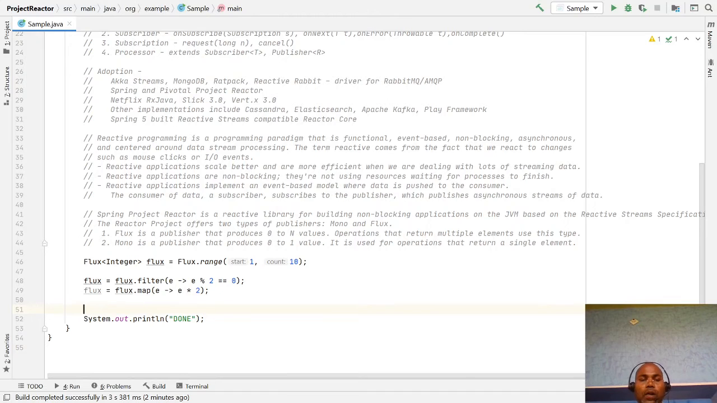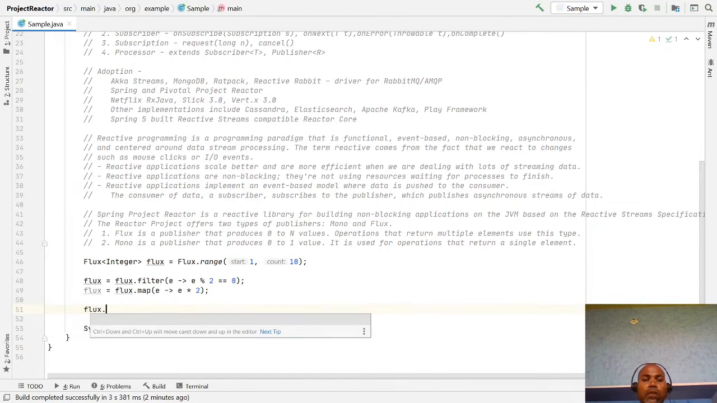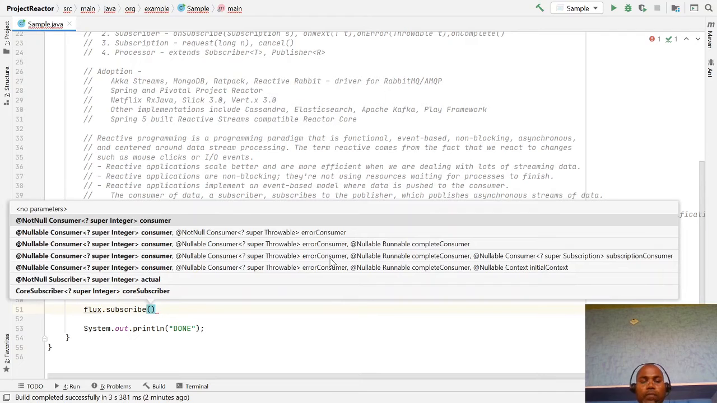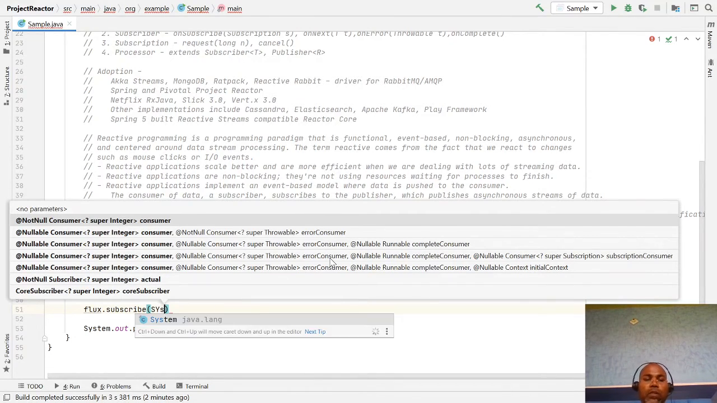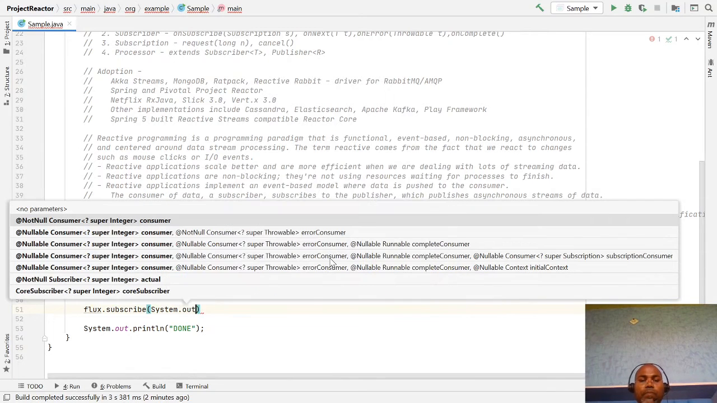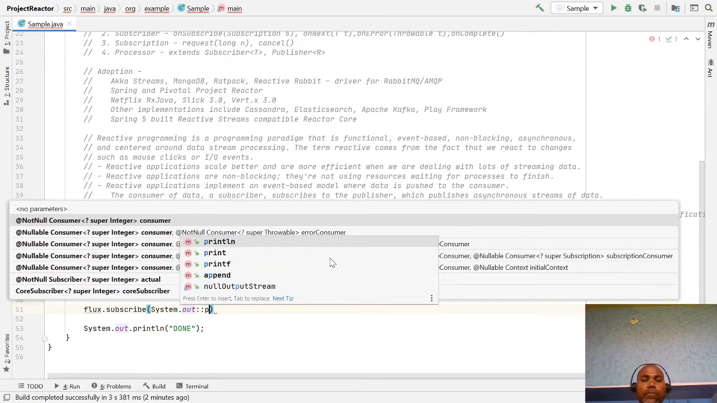So how do we apply a subscriber? We can call flux.subscribe on this Flux, and I am subscribing to it, and I just want to print those numbers.